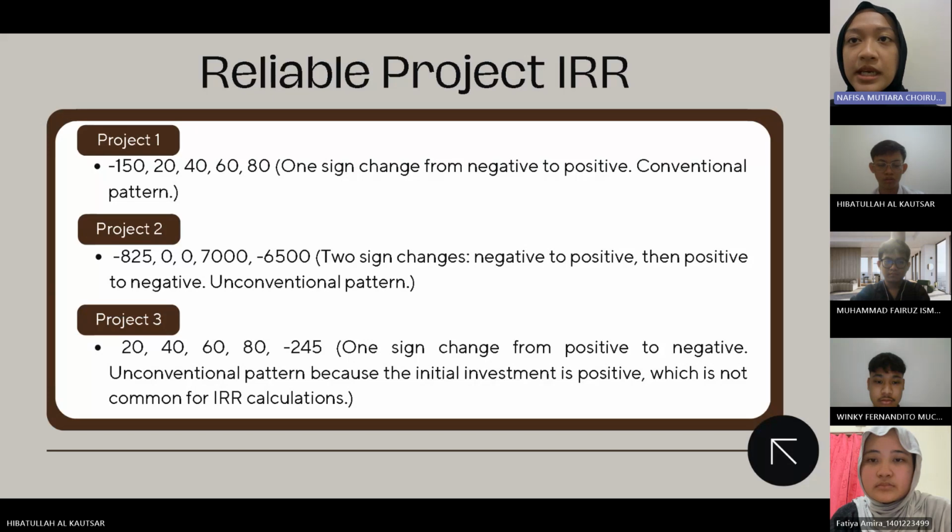Project 3 has only one sign change, but from positive to negative. This is also an unconventional pattern because usually investments start from a negative number. Since the initial investment is actually positive, the IRR of this project can also be misleading or less reliable. In conclusion, IRR is most reliable if the cash flow has only one sign change from negative to positive, as in project 1.